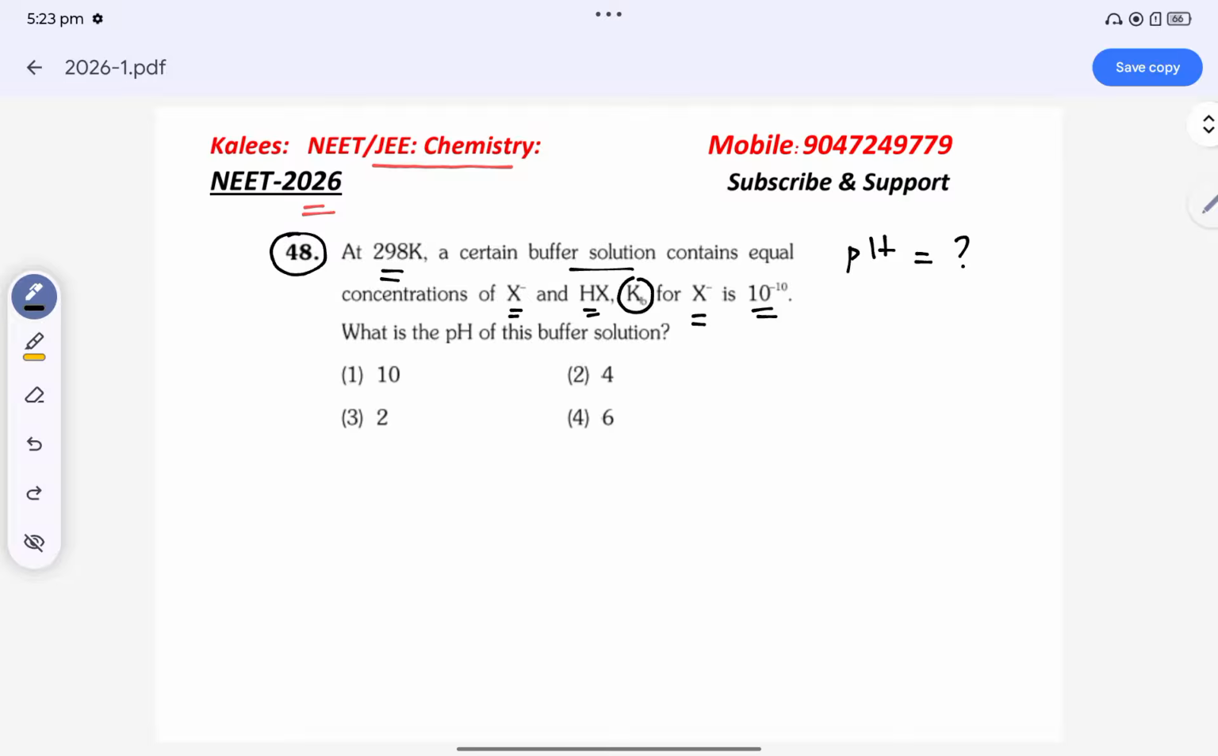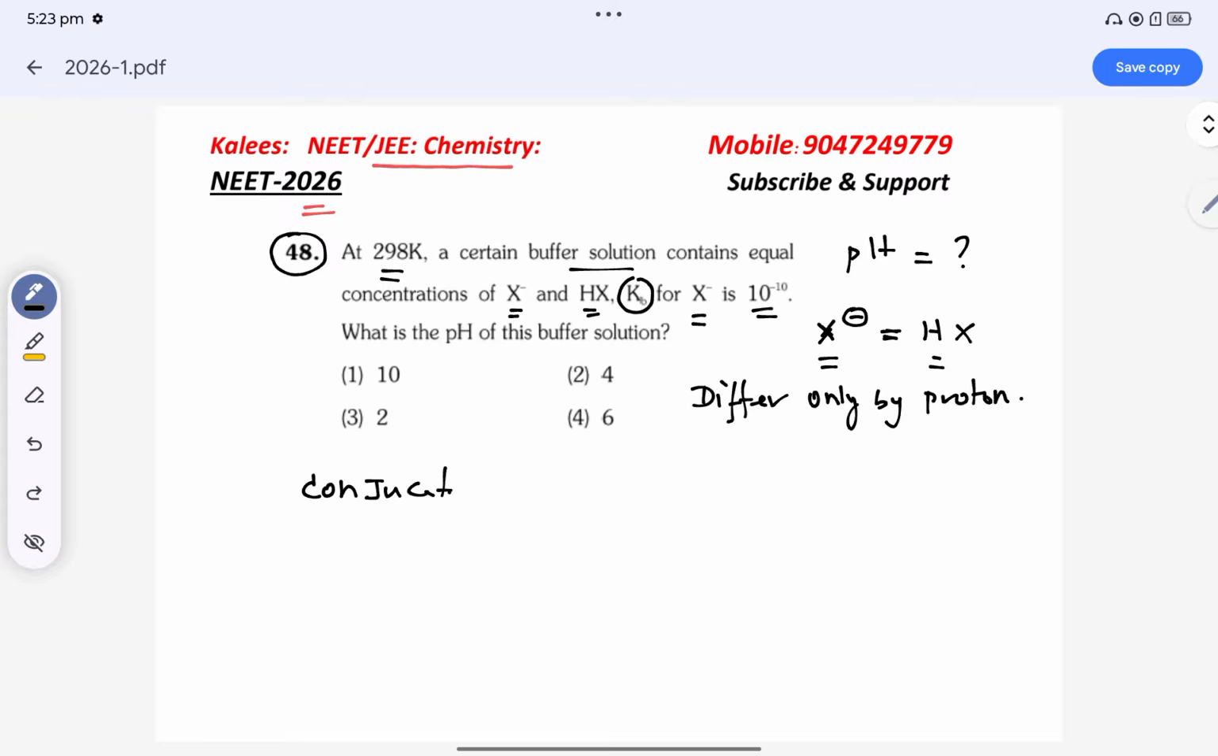The important point in this reaction: I am going to write X minus and HX. What is the difference between these two, my dear students? They differ only by a proton. The compounds differ only by a proton, and we get the name conjugate acid.